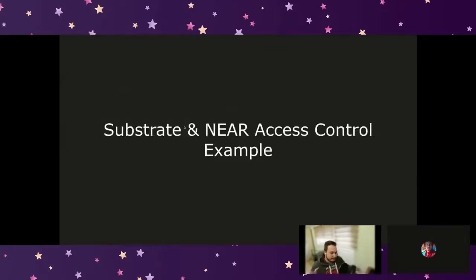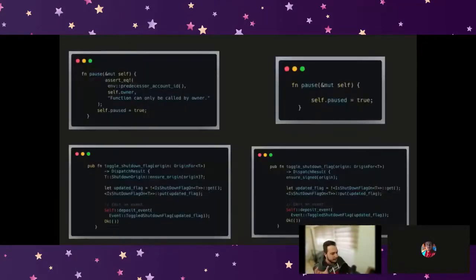This is an example of the Substrate and Near access control differences. The first one is Near, like in the first row. As you can see from here, we are just checking the predecessor account ID. You can think of it in Solidity terms as message sender to be equal to owner. If it's not, we're gonna panic. So it's correct, it's fine. But here we forgot to put it, and now anyone can pause the smart contract.